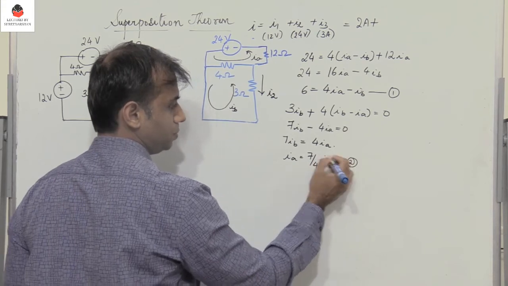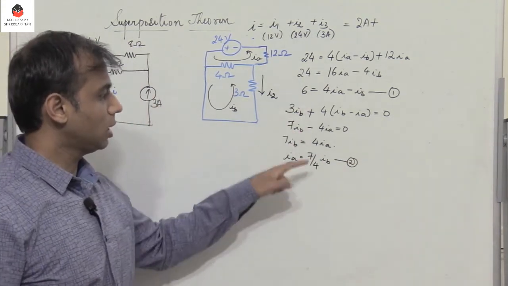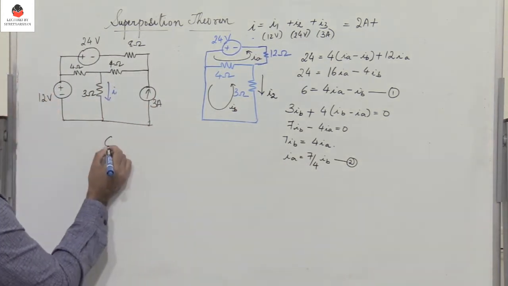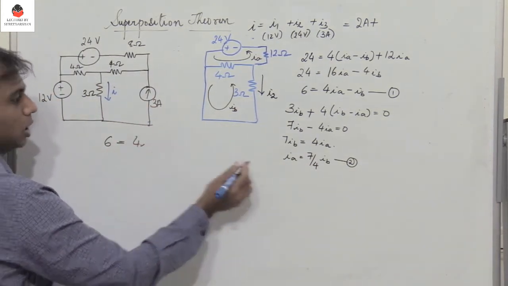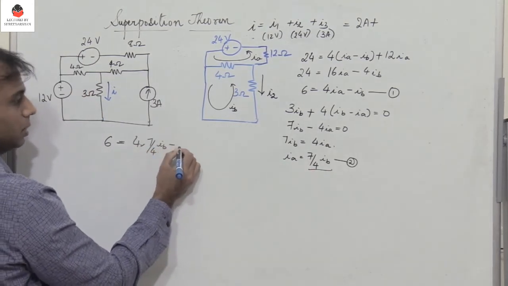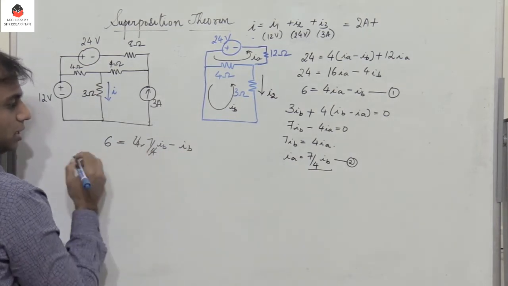So let us call this equation 2. So substitute 2 in 1 for IA. What is IA? 7 by 4 IB. So let me do it here. 6 equals 4 into 7 by 4 IB minus IB. So 4 gets cancelled.